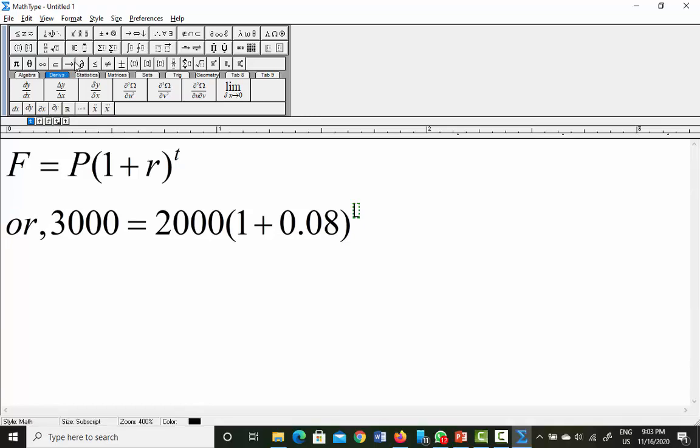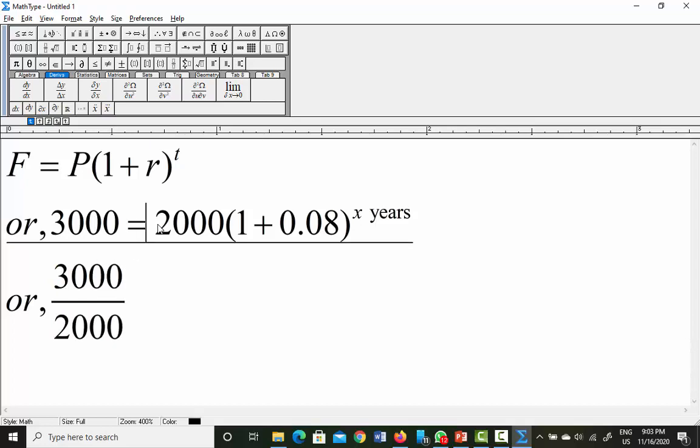Let us assume that the value of T is X years. We don't know the value of T, so we need to find out the value of X, or T. So what can we write? Here, 3000 divided by 2000.